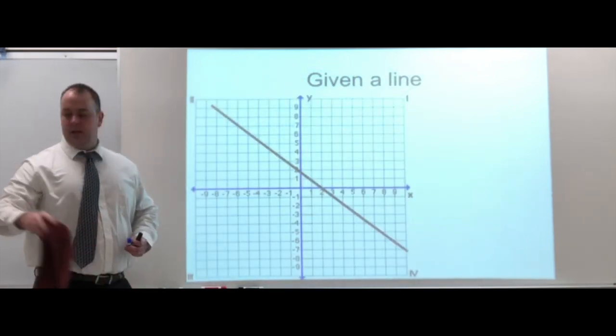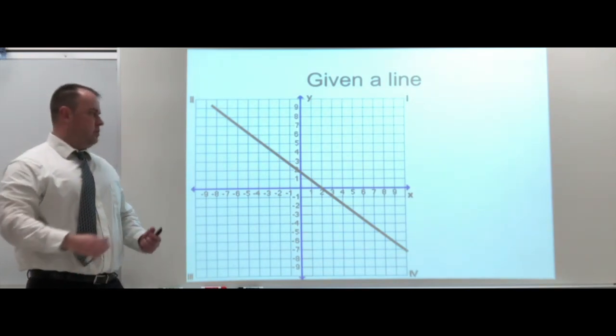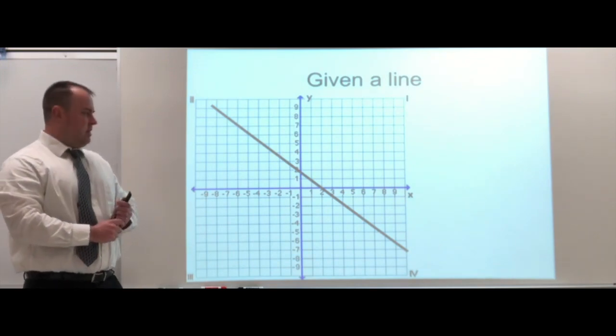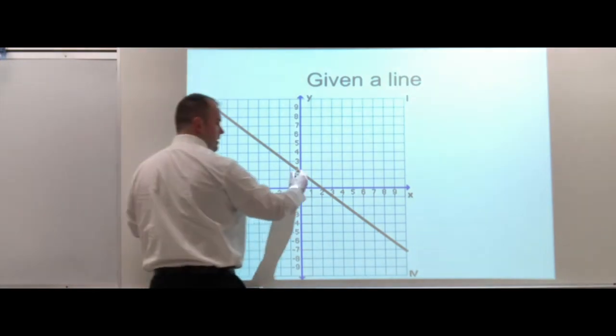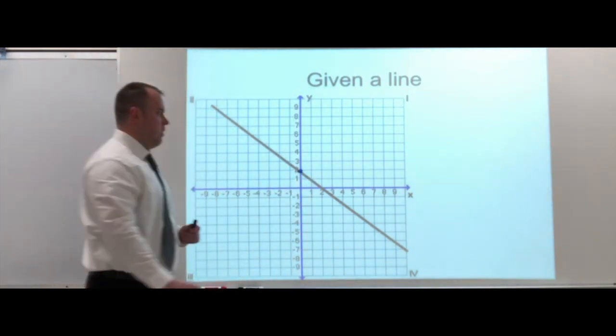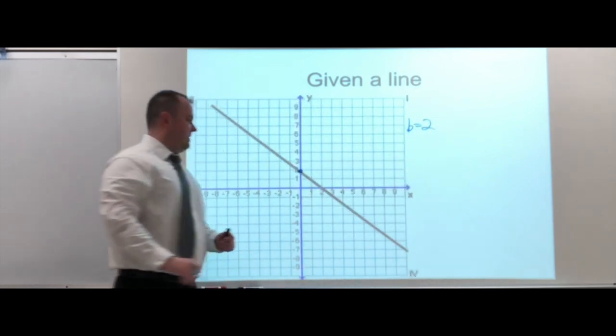So here we have a line. Okay, if you're given a line, you're still looking for the same two pieces. You need your slope, you need your y-intercept. So the y-intercept usually should be pretty easy to find. Okay, right there it's crossing the y-axis, so we know our b is 2, crossing at 2.